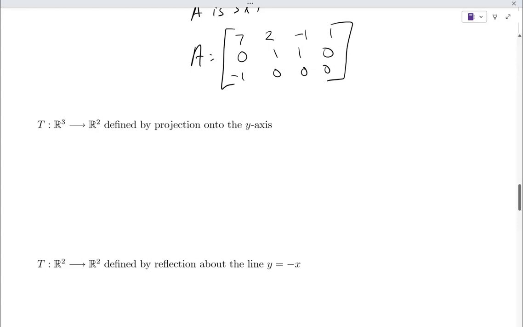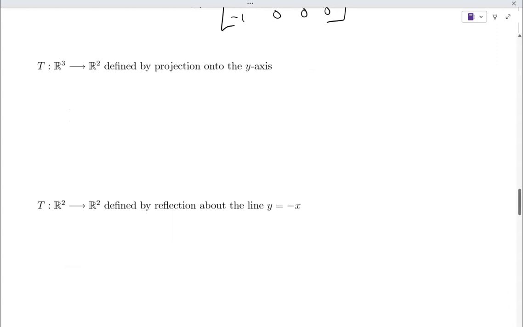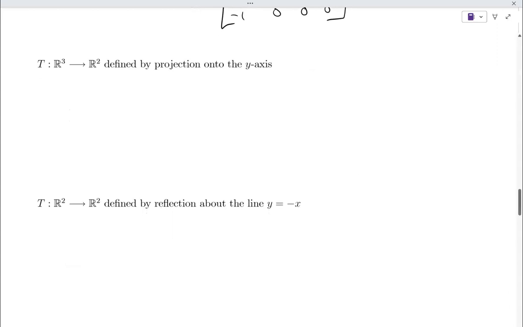All right. So these last ones are talking about some geometric things. We've got projection and we've got reflection. Both of those turn out to be linear transformations. So the goal of this is to figure out a matrix for these transformations. So the first one says projection onto the y-axis. All right, so what does that mean? Let's think about it geometrically.